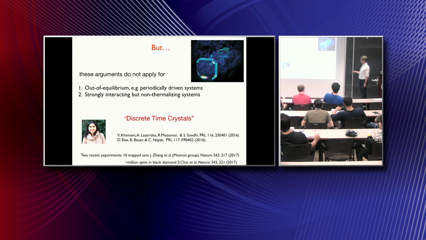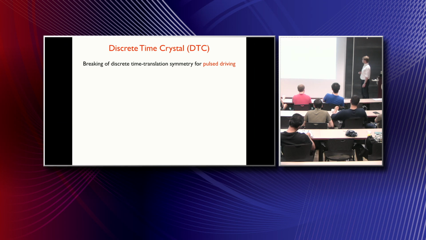So one involved Chris Monroe's experiment, who realized this time crystalline order with 10 trapped ions. And actually, I will tell about the other experiment, where we use a large ensemble of spins, like 1 million spins in a solid. So what is this discrete time crystal?